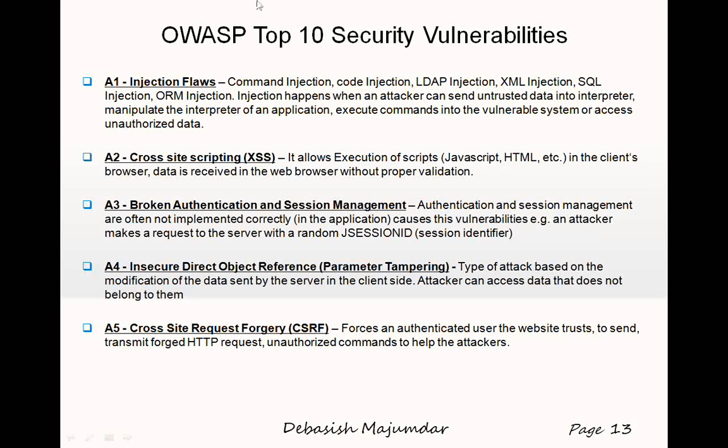First one is injection flaws, which include command injection, code injection, LDAP injection, as well as XML injection. Then we have ORM injection. Injection happens when attackers use untrusted data to manipulate the interpreter of an application, to execute commands on the vulnerable system or access unauthorized data. Then there is cross-site scripting.